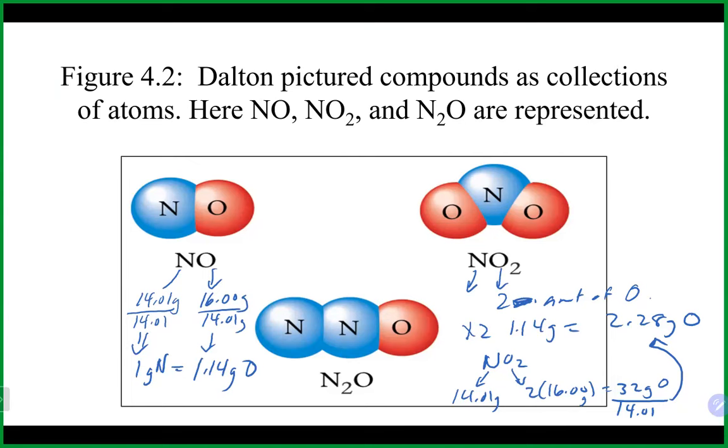You could also do the same thing for this. This is a little bit different since we have two nitrogens. So instead of 1 gram of nitrogen, if you divide this by 2, you would have about 0.5 grams of oxygen per nitrogen. And that's what you would get if you do the same sort of math on that one.